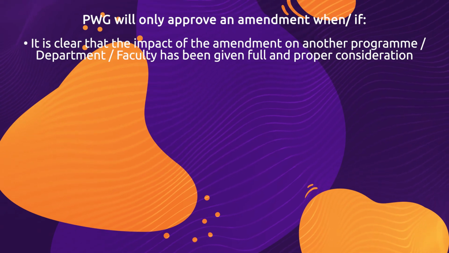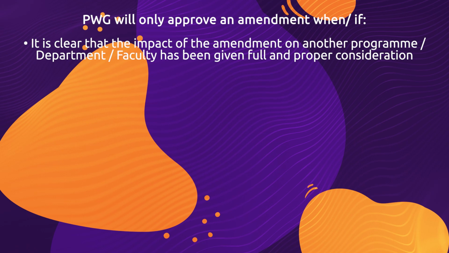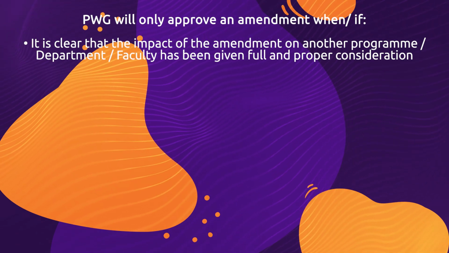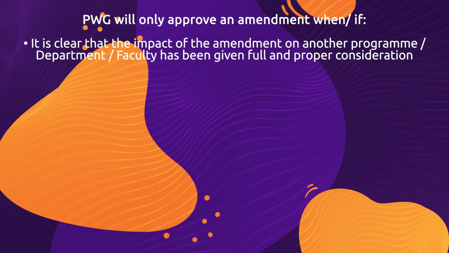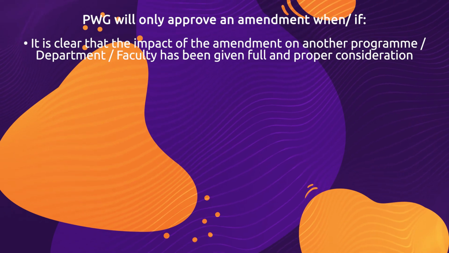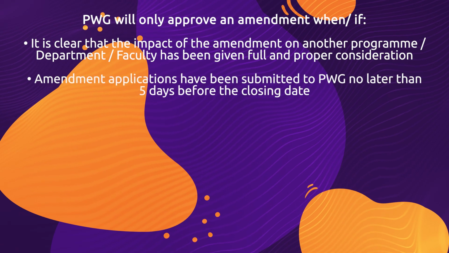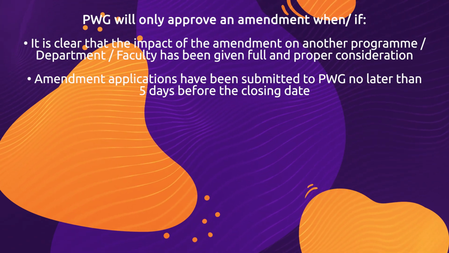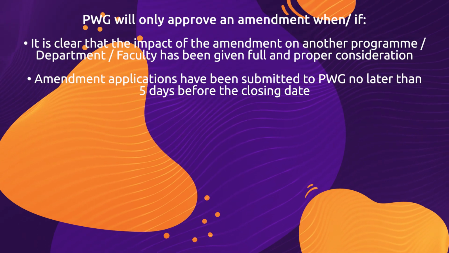So when I put an application in for an amendment, what are the aspects that the program working group are looking for? Remember, because an amendment can impact on the way in which a program is run, the PWG will only approve an amendment when it's clear that the impact of that amendment on the program itself and on any other program offered in another department or by another faculty has been given full and proper consideration. You could change, for example, the credit values in a BCom, and a BA student doing that module, it may have an impact there. So you must show that you've considered both of those. The PWG must also have that at least 5 days before the closing date, so that if these aspects are not properly examined, there's time to actually go back and correct that.